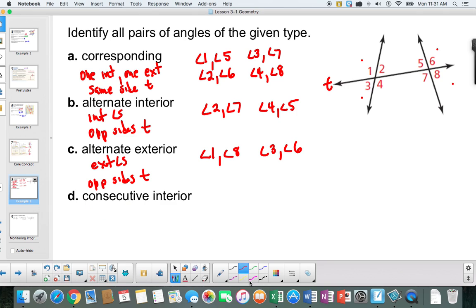Consecutive interior, remember we're talking about interior angles. These are the interior angles. And consecutive interior would mean that they are on the same side of the transversal. So angle 2 and angle 5, angle 4 and angle 7.